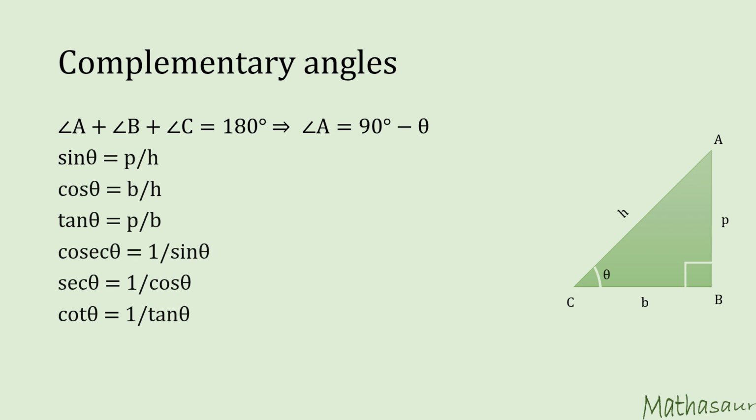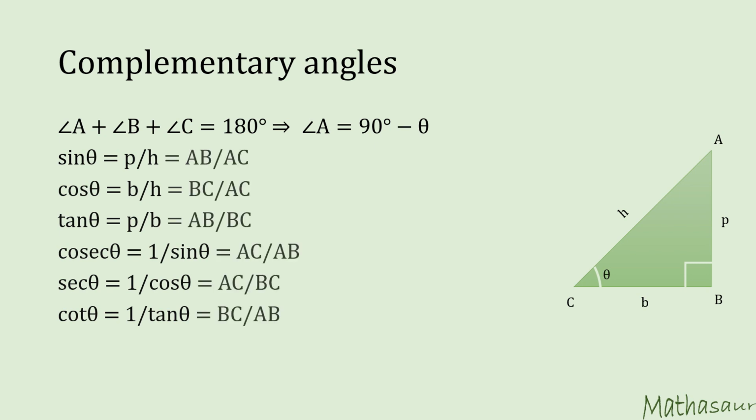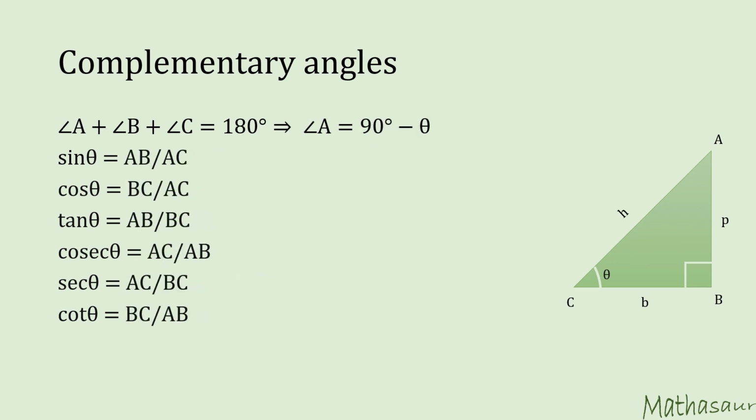Alright, now let us look at the trigonometric ratios for angle theta. Let us write down the ratios in terms of P, B and H and substitute the values for the sides. So we get sin theta as AB by AC, cos theta as BC by AC and so on. Now let us look at our angle A or 90 degrees minus theta and define a perpendicular and base accordingly. So this time my side BC would be the perpendicular and the side AB would be the base.